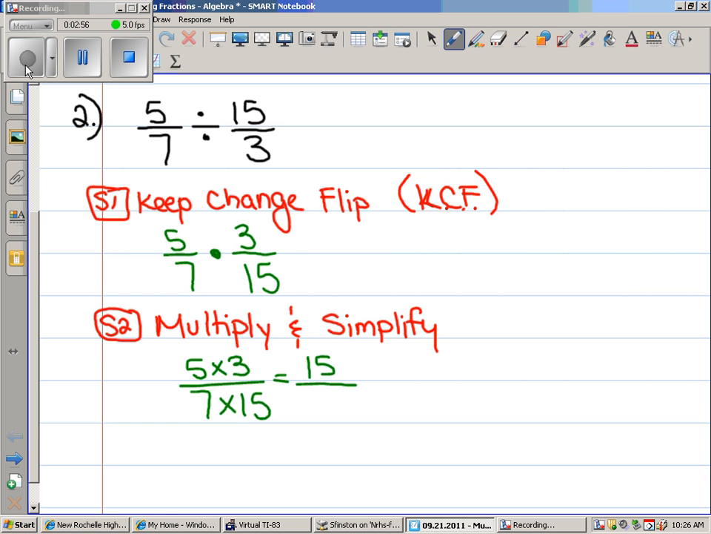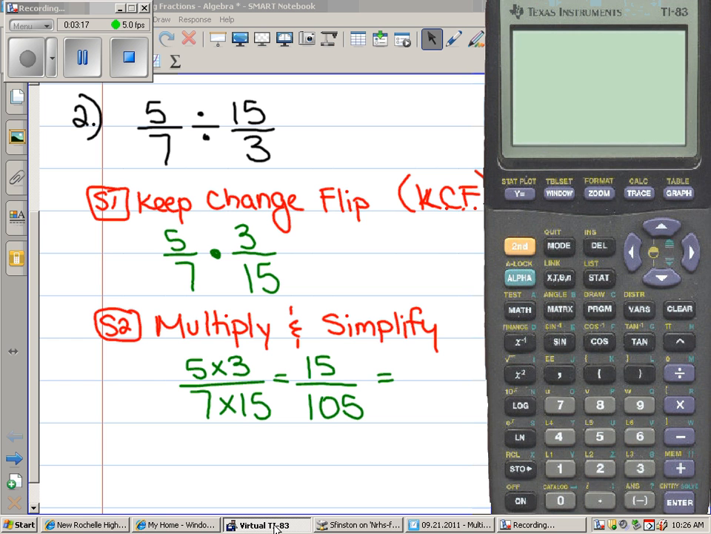7 times 15, I think, is 30, 60, 90. I think it's 105. And what goes into both of these guys? To be honest with you, I'm not too sure. Let me use my calculator. I know 5 goes in. Let's just say I'm feeling kind of lazy right now. Hit enter, math, convert that to a fraction. Thank you. And there we go.